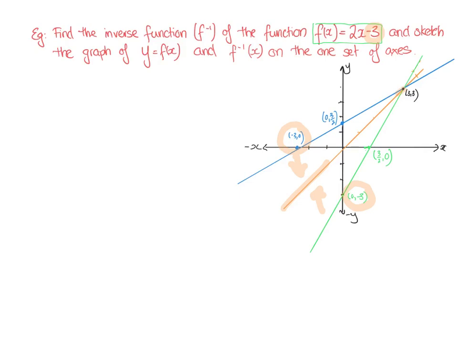So if I find the intercept of this function, the intercept was 3/2. So (0, 3/2) must be another point on the graph.